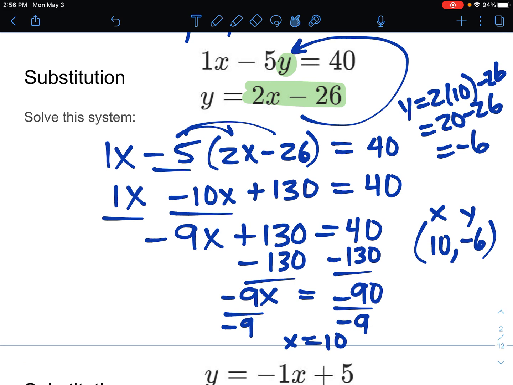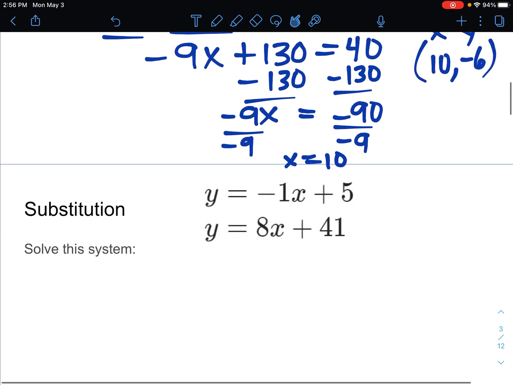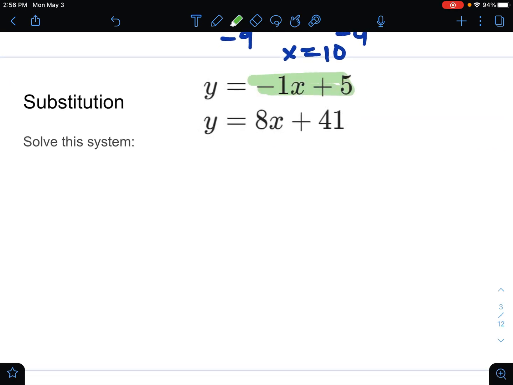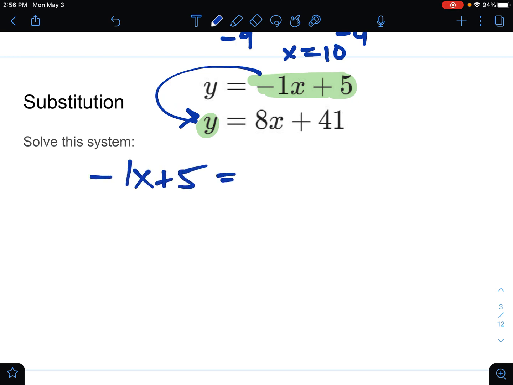One more example here, the next one. This time they're both equal to y, so it's kind of weird the way it looks. So we can just take this top equation and plug it in place of y in the second equation. And that'll just put variables on both sides. So it'll be negative 1x plus 5 equaling 8x plus 41.